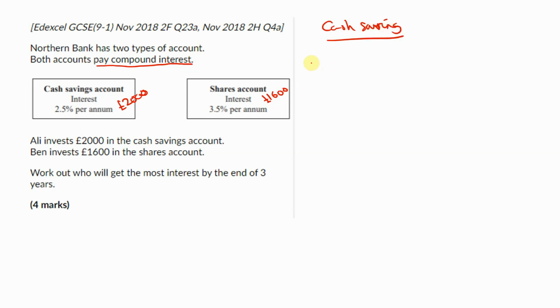So we want to think, well, let's have a look at the cash saving account. Our starting value is 2,000, and we are increasing it by 2.5%. 2.5% is 0.025, so we want to times that by 1, because we're increasing in value, plus 0.025. And they're both going for 3 years. So we want to do that to the power of 3. So I'm going to type that into my calculator. Remember your brackets around this part, like I've literally as I've written it on the board. And when I do that, this person's going to get £2,153.78 at the end of the 3 years.